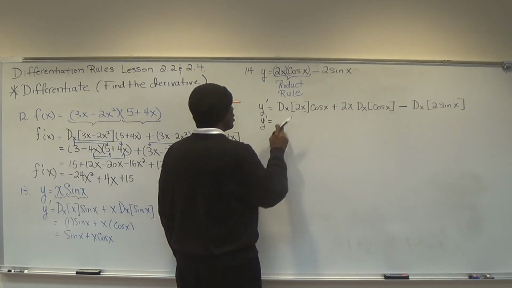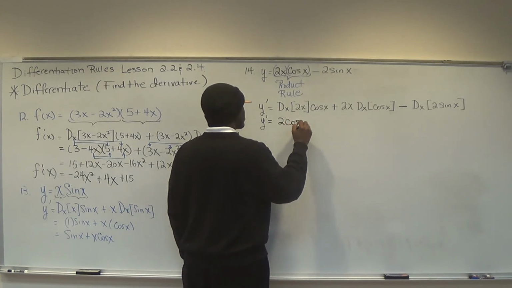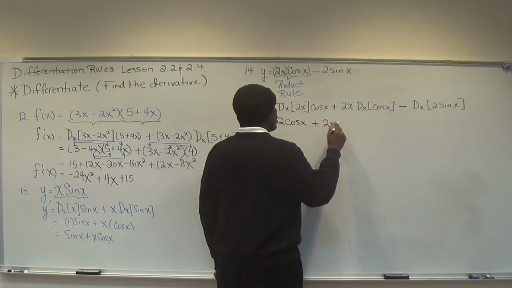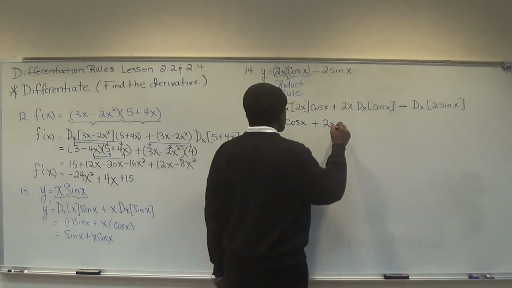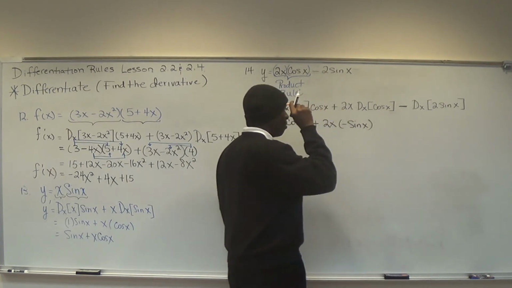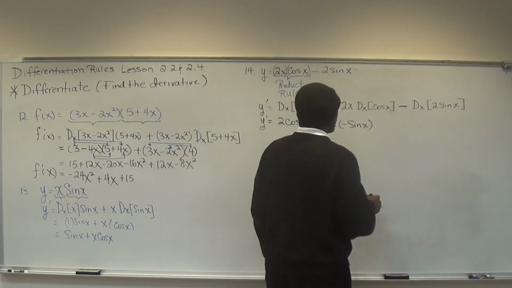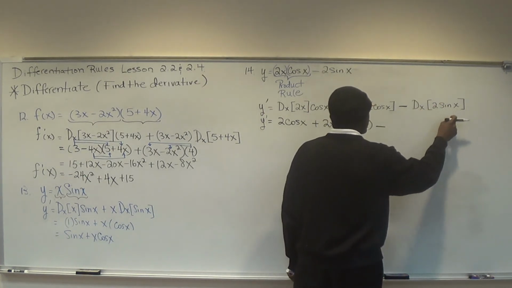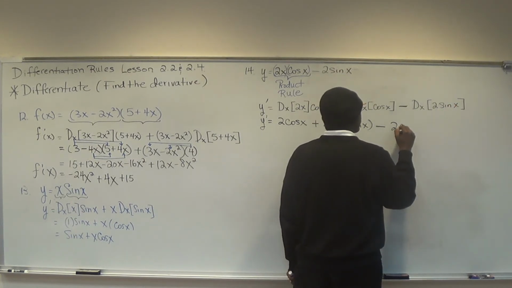Y prime equals, the derivative of 2x is 2 times cosine x plus 2x. The derivative of cosine x is negative sine x. All right? Minus the derivative of 2 sine x, which is going to be 2. The derivative of sine x is cosine x.